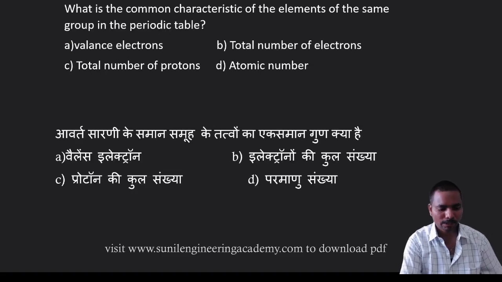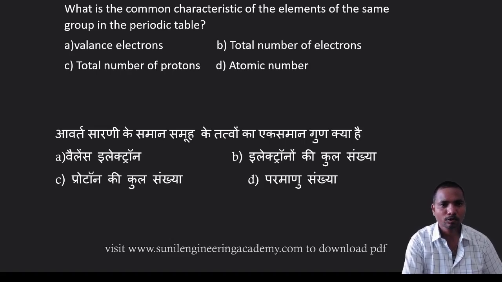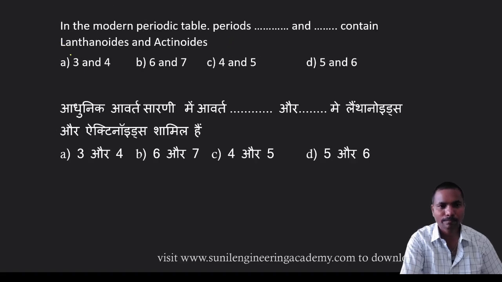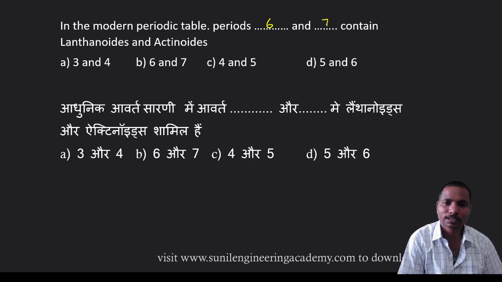What is the common characteristic of the elements of the same group? Already we have discussed this one. Same group, same valency, same number of valence electrons, the electrons which are present in the outermost orbit. Periods dash and dash contain lanthanides and actinides. The last two, that is 6 and 7. So the answer is option B.